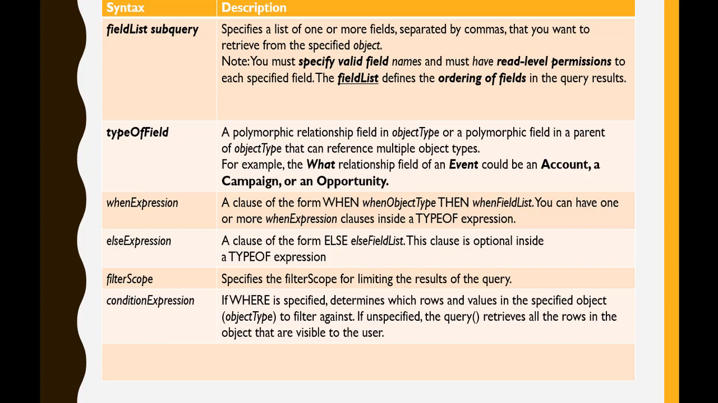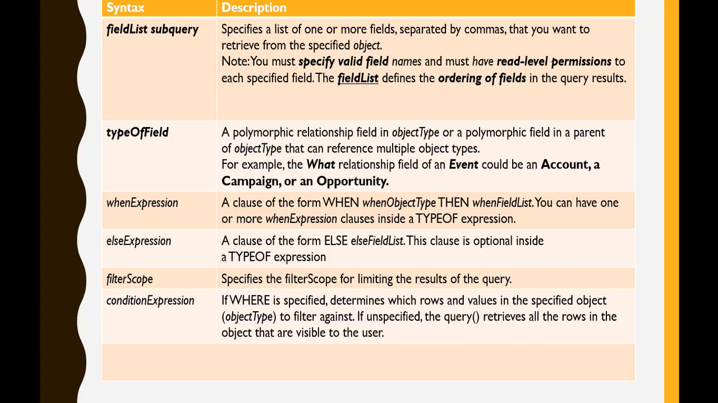So whatever fields you wanted to return from the query, that's what the field list is used for. The most important point to remember here is you must specify valid field names and also must have read level permissions to each specific field. So if the user does not have permission to view the phone number, then he is not going to see the phone number, even though you have specified the phone number in the field list. The field list defines the ordering of the fields in the query result.